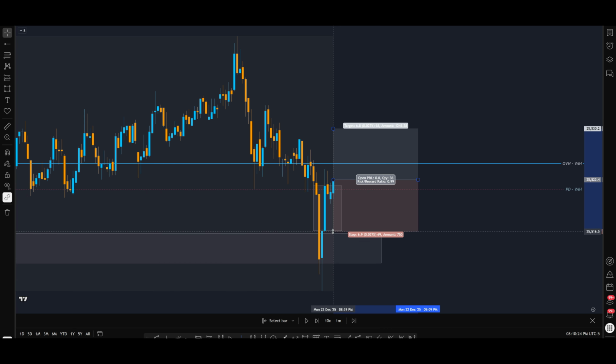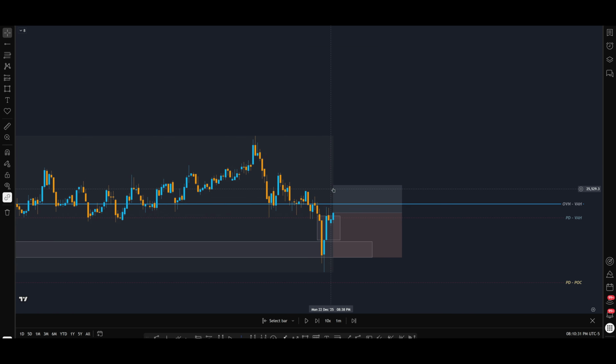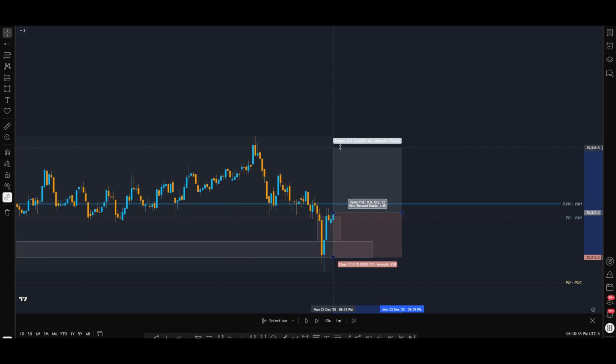And stop loss could be either here or right here where that gap is. I'll just put it where that gap is at. Now remember, guys, the longer or further away your TP is, the more dangerous it could be in terms of it not getting hit or getting stopped out before it gets hit. So it's up to you guys.